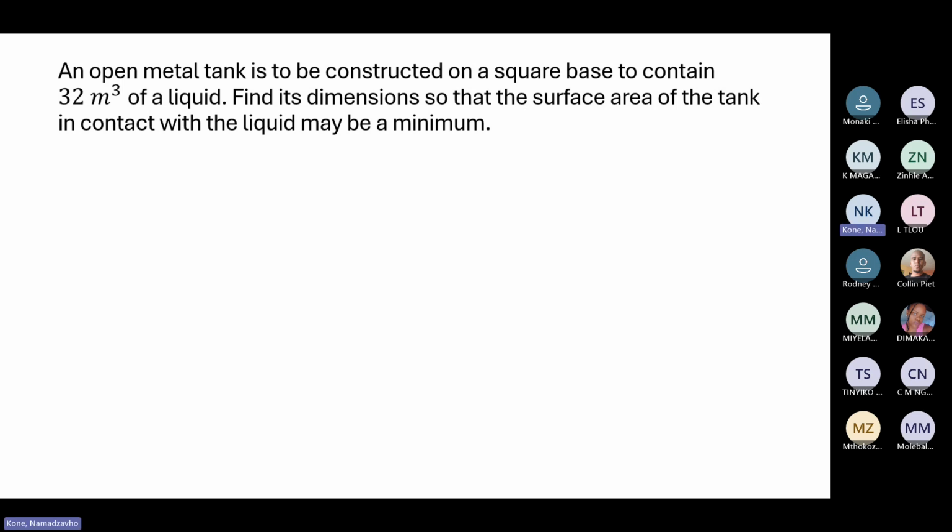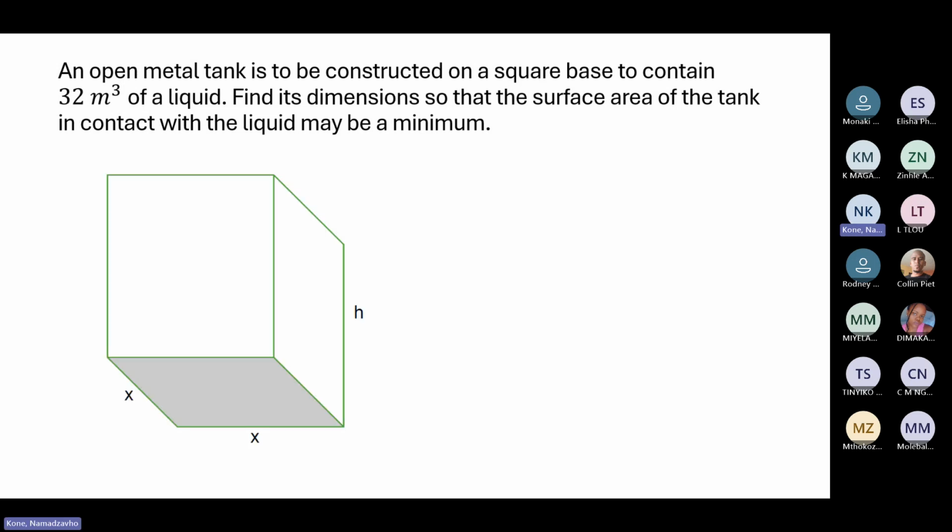So it means that around that square, there are four vertical rectangles standing on this square base, one on each side of that base. And then the top, it's an open space because they said it is an open tank. So this box has got 5 sides. There are the 4 rectangles around it, and the base that it is sitting on, which is a square. And if we put it as a diagram, it will look like this.